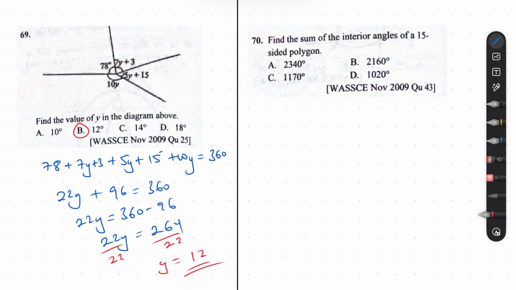Let's move on to question number 70. The question says find the sum of interior angles of a 15-sided polygon. So we know the formula is 180 times n minus 2, which is the sum of interior angles. Our n is the number of sides, and here we've been given 15. So we input 180 times 15 minus 2, which gives us 180 times 13.